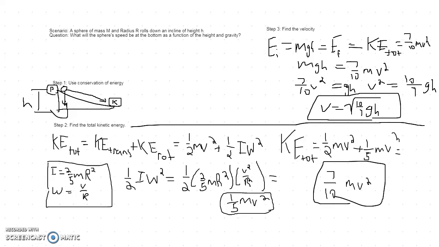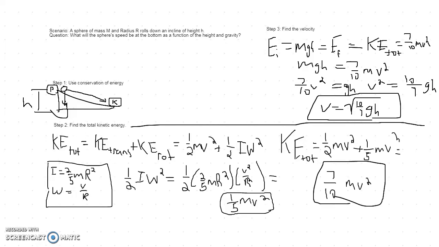Okay, next up, step 2 is finding the total kinetic energy. The kinetic energy of a rotating object is equal to the translational kinetic energy, that due to the ball's forward motion, and the rotational kinetic energy, which is the kinetic energy due to the ball's rotation around its axis. This is equal to half mv squared plus a half I omega squared, omega being the angular velocity and I being the moment of inertia.